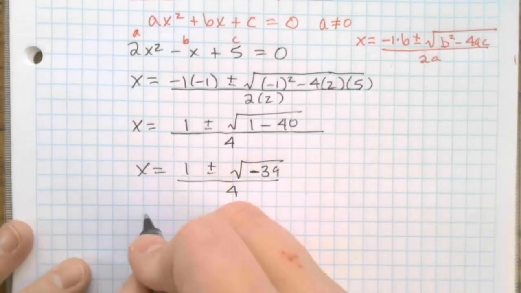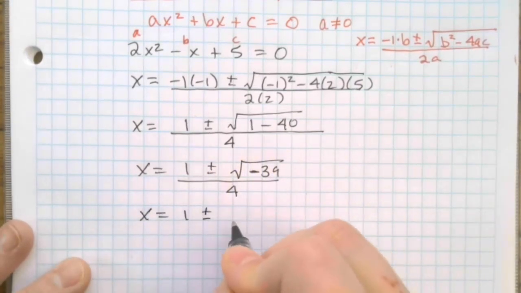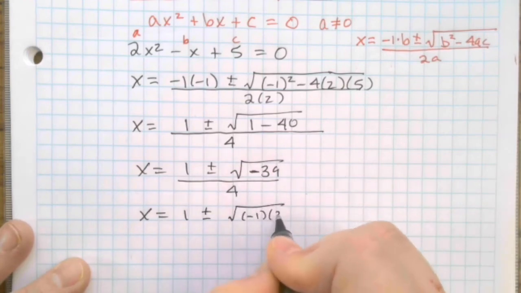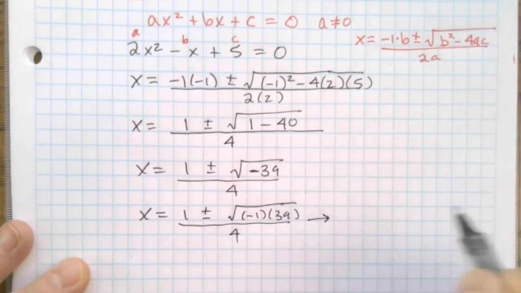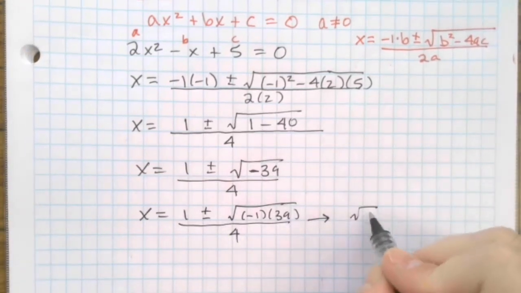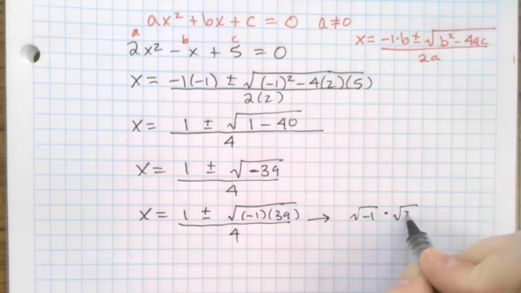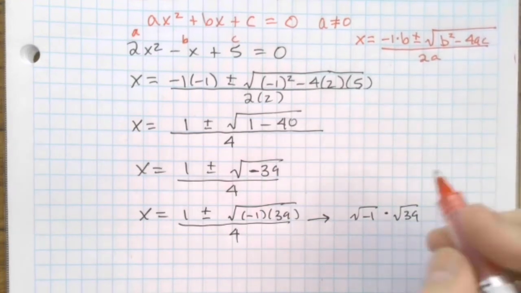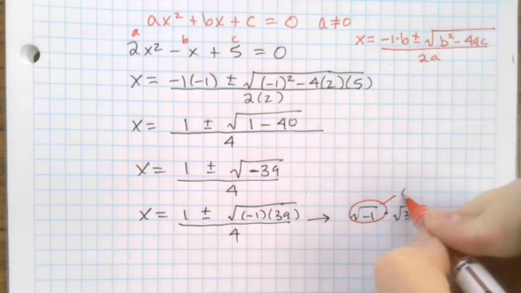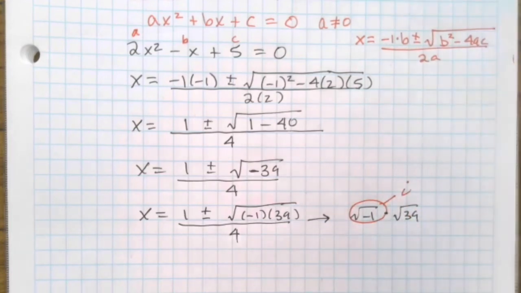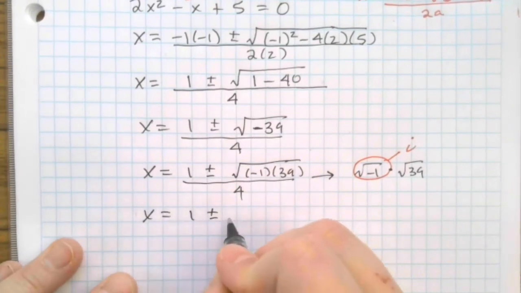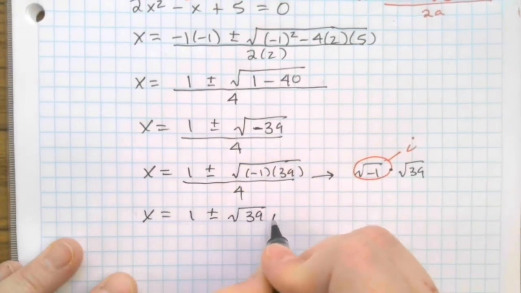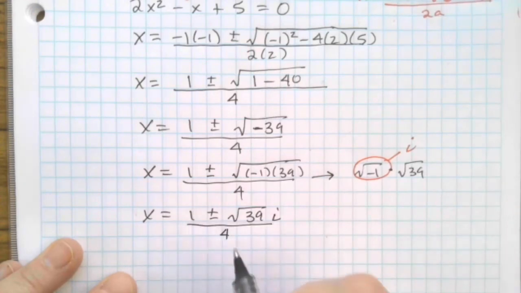Now, what is the math that does that? Well, keep in mind that the rules of radicals say that you can separate two numbers from each other into separate radicals. So when we do that, we get a radical negative 1 times a radical 39. That's why we replace the radical negative 1 with i, and it sits outside of the radical 39. So 1 plus and minus radical 39 with i on the outside, all over 4.